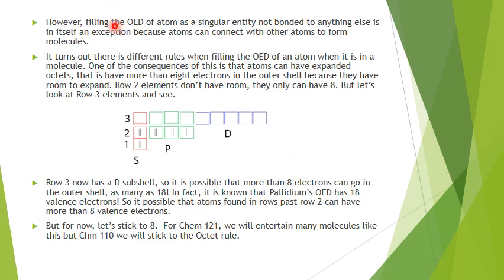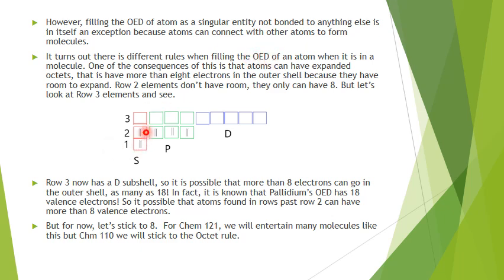However, filling the OED of an atom as a singular entity, not bonded to something else, is an exception, because atoms can connect with other atoms to form molecules. So what I'm saying is that the OED only looks at the atom when it's not bonded. And it turns out that when an atom bonds, it has a kind of different rules than the orbital energy diagram.